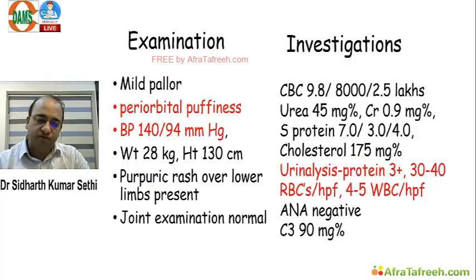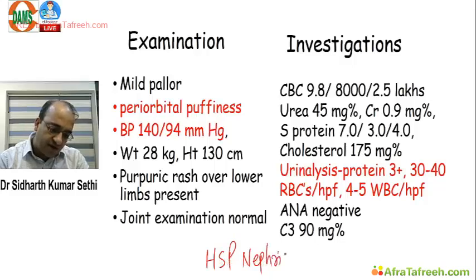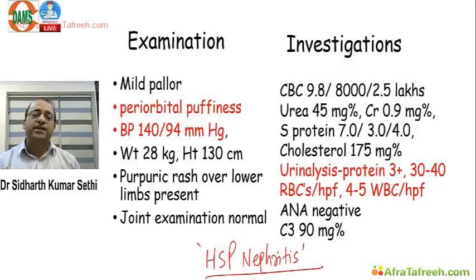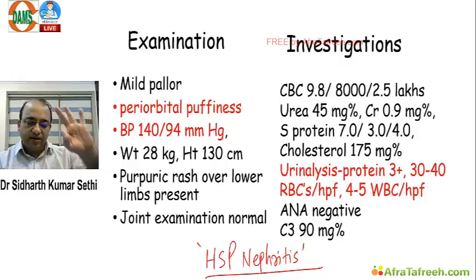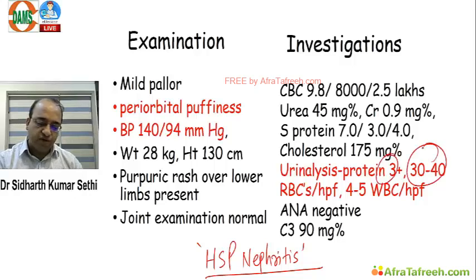What is your complete diagnosis? No one is telling, okay. My complete diagnosis here is HSP nephritis. This child has kidney involvement also. So now I will say it is a nephritic syndrome again. This brings me back to nephritic syndrome. Hypertension, hematuria, proteinuria. It's the typical triad.